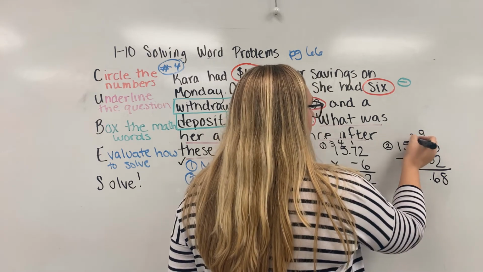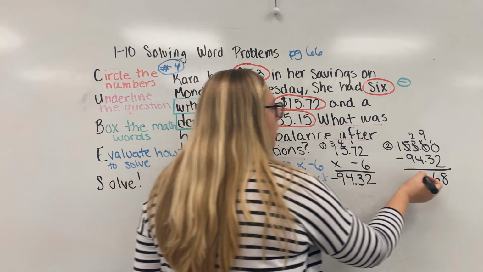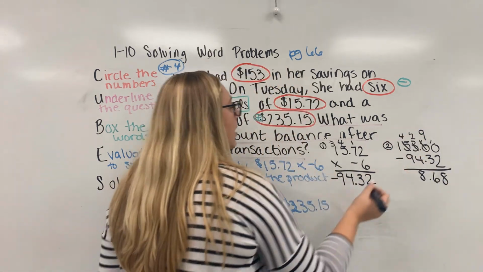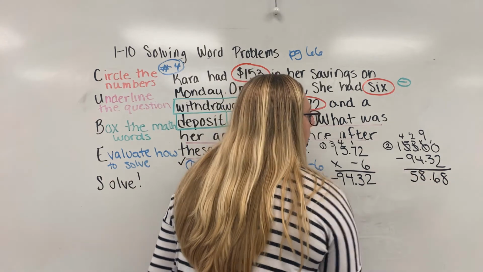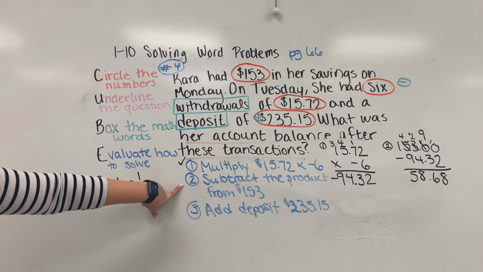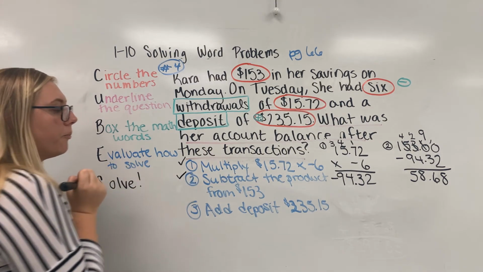When I borrowed here, that turns that to 2, so I'm going to borrow over, make it 12. 12 minus 4 will leave us with 8. And then we're going to be left with 14 here minus 9. That's going to leave us with 5. So $58.68 is going to be the amount of money she has in her account before she does her deposit. So we've done our step 2.